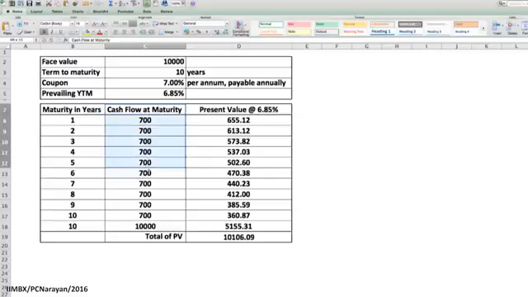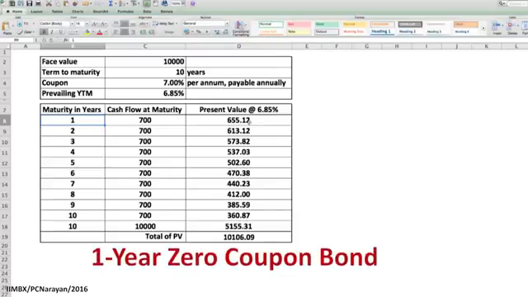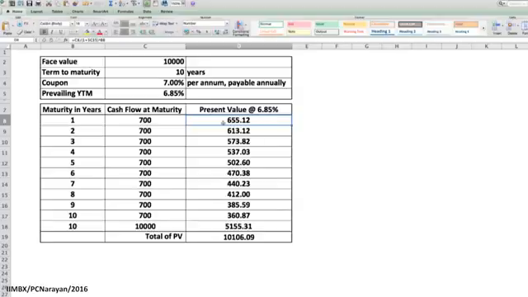6.85%. These are the interest cash flows for 10 years at a coupon rate of 7%, and this is the principal cash flow at the end of 10 years. Given the YTM of 6.85, the present value of the above cash flows are shown in this column. Let's interpret these cash flows and their present value in the context of strips. The first year cash flow would imply a 1-year zero coupon bond, that is, pay 655.12 now and receive 700 1 year later. And the last cash flow in the table would imply a 10-year zero coupon bond, that is, pay 5155.31 now and receive 10,000 10 years later. The same interpretations would apply to the other cash flows in the table.